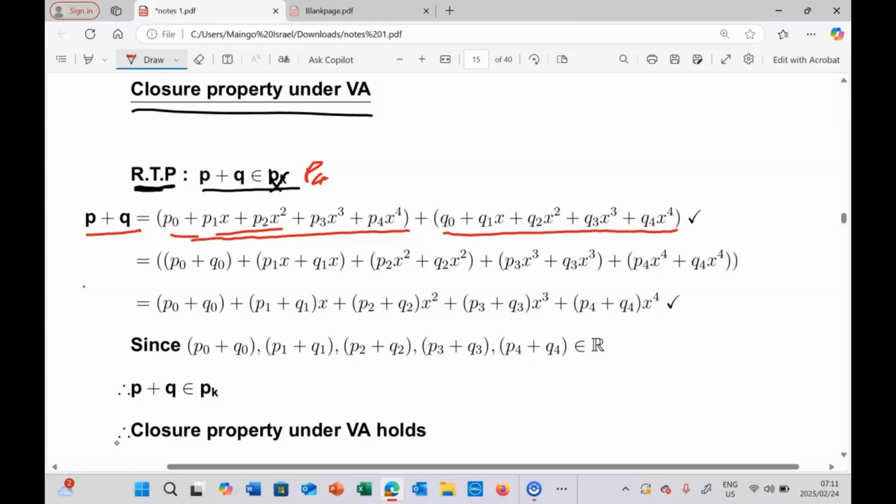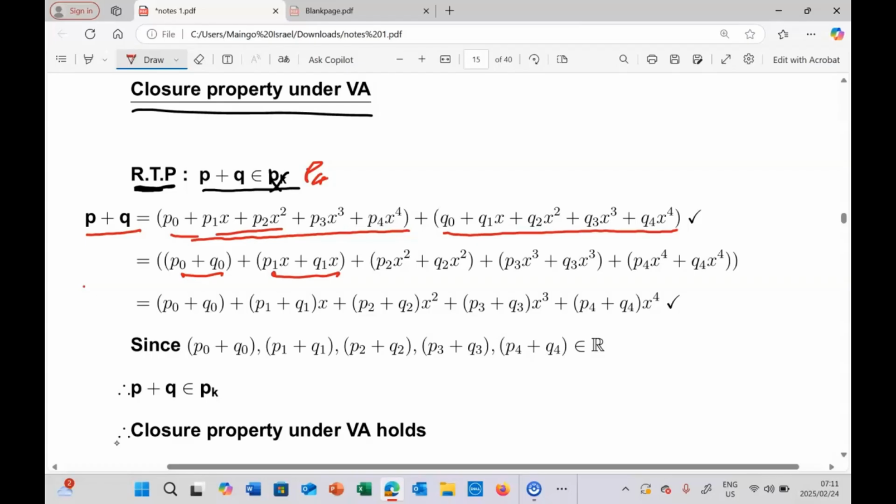Now we group the like terms. Constant with constant, these plus these will be together. As you see, we're adding them. The P1X plus Q1X will be together. We're grouping them by variable, by like terms, since we cannot just add everything here.